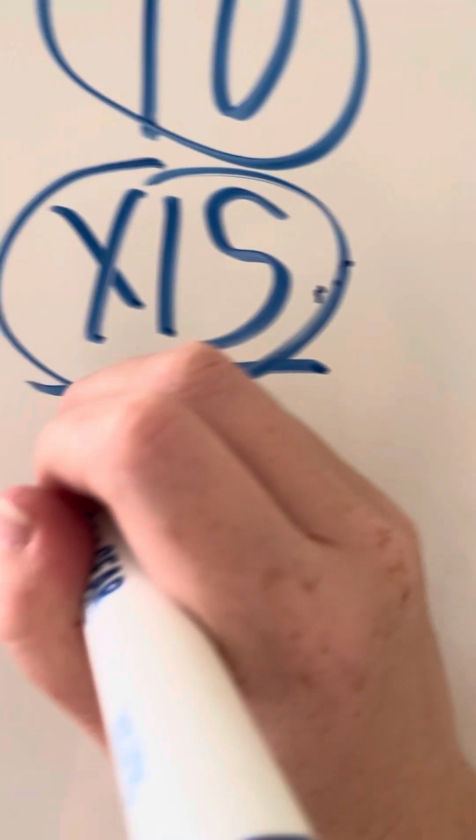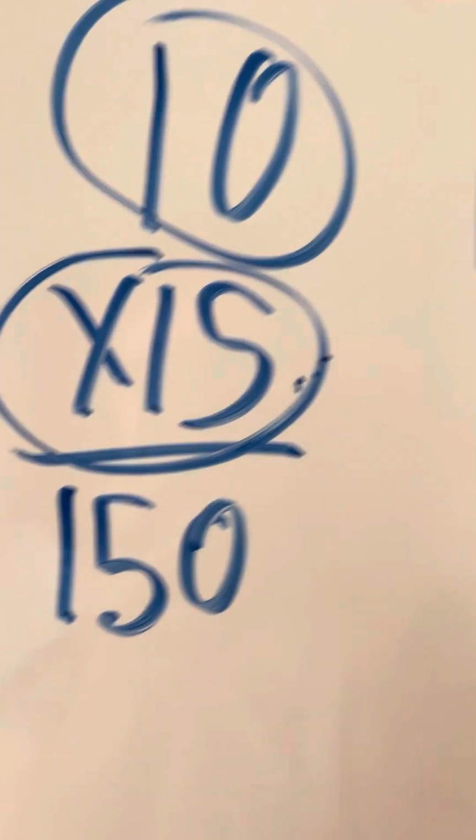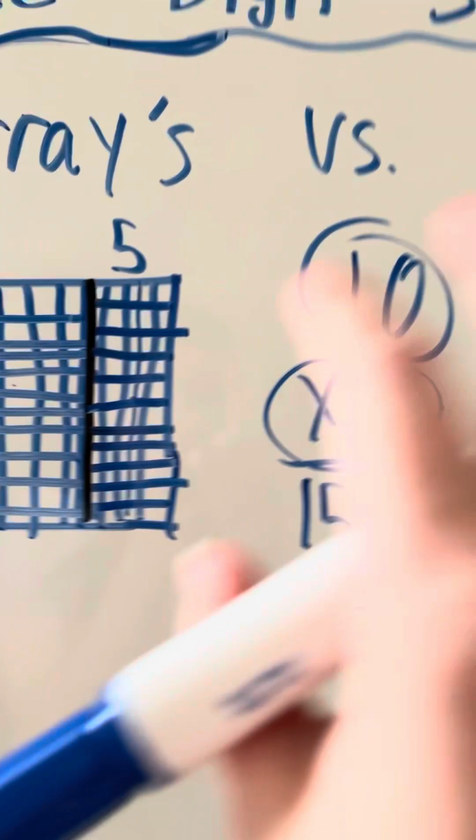So my final answer is 150. All right, so that's arrays versus area model. Now I'm going to continue talking about the area model, but this time I'm going to talk about how some numbers are not very nice.